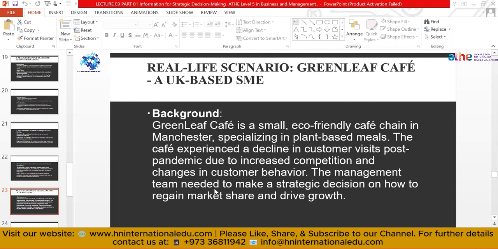Another example is Greenleaf Cafe, a UK-based SME. Greenleaf Cafe is a small eco-friendly cafe chain in Manchester specializing in plant-based meals. The cafe experienced a decline in consumer visits post-pandemic due to increased competition and changes in consumer behavior. Now they have illustrated the problem as well in their market line too. The management team needed to make a strategic decision on how to regain the market share and drive growth. So let's see how we read the scenario in the context of assessment criteria 3.3.